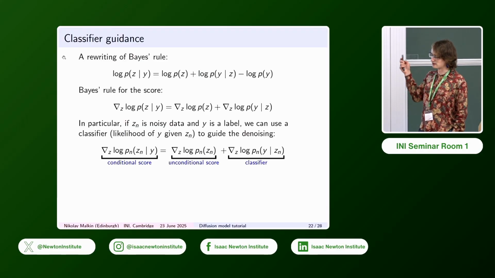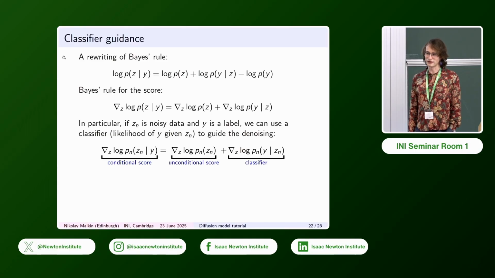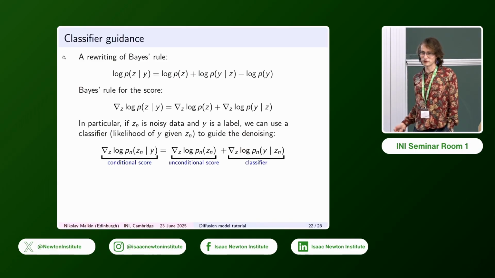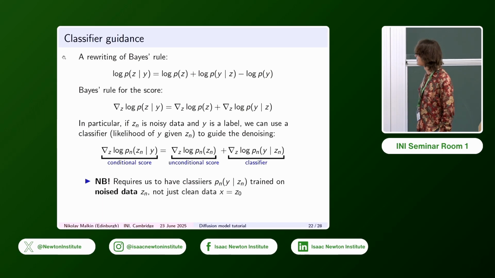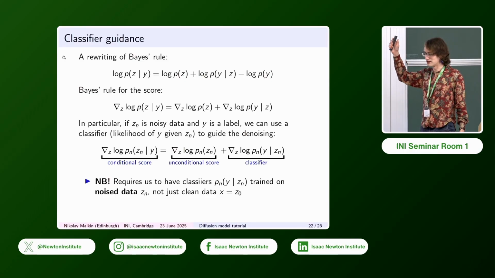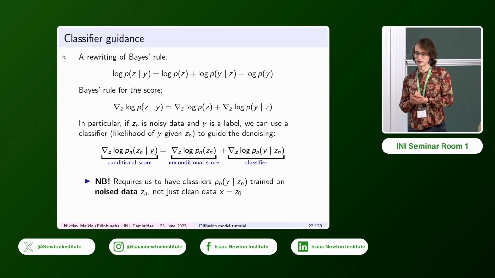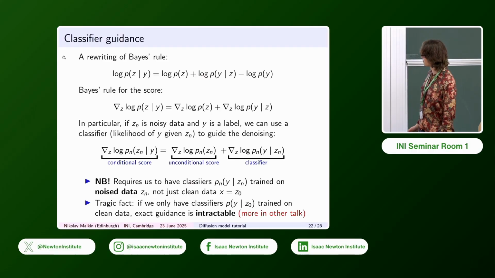See, probability that a given image is a 7. But if you look closely, this classifier takes Zn as input, not Z0. So this has to be a classifier that's trained to accept noisy data, not Z0, but Zn. So if we have trained classifiers which tell us if a given noisy image for every level of noise is a 7, then we can just exactly, analytically get a diffusion model which samples 7s, only 7s. So it samples the posterior distribution.